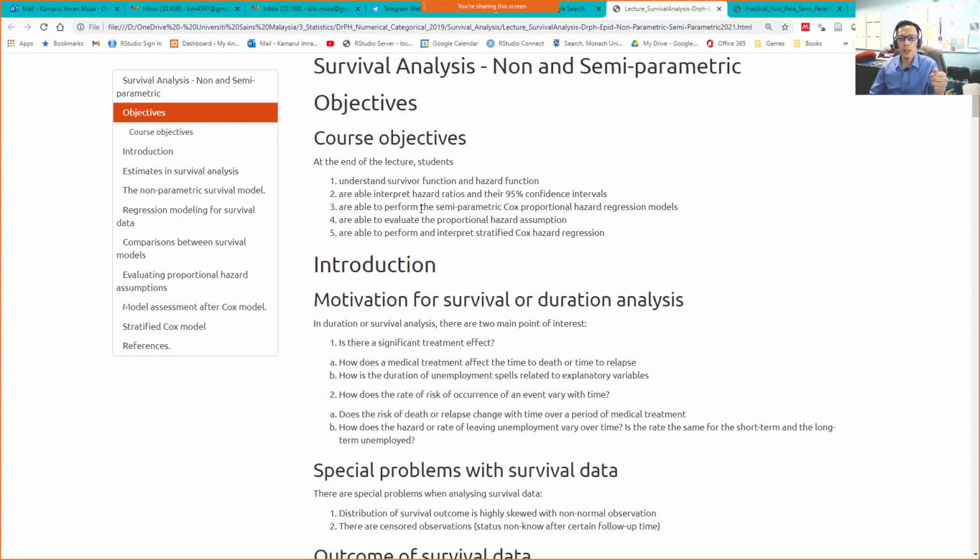I think I should add one more. Able to perform the non-parametric Kaplan-Meier survival estimator, and the semi-parametric Cox proportional hazard regression. Able to evaluate the proportional hazard assumptions, and if the proportional hazard assumption is violated, then we might go to the next one, which is perform and interpret stratified Cox hazard regression. This is one thing that we did not learn in the previous semester.